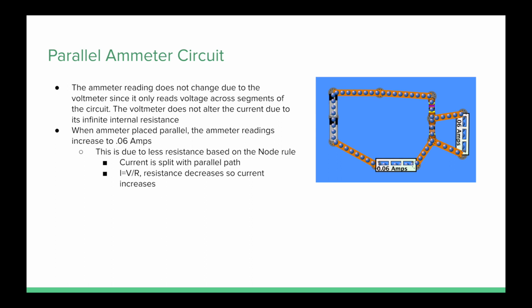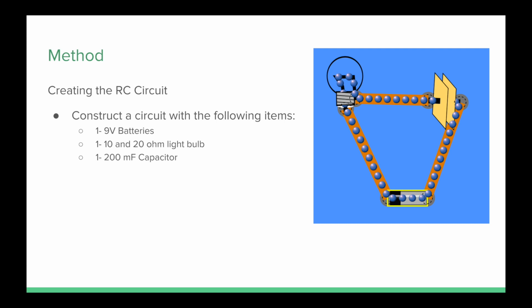Due to the node rule, the current is split with a parallel path, resulting in less resistance. Based on the equation current equals voltage over resistance, if the resistance decreases, the current would increase. Next, we will be creating an RC circuit. The circuit will consist of a 9 volt battery, a 10 and 20 ohm resistance light bulb, and a 200 millifarad capacitor placed in the configuration shown in the image.